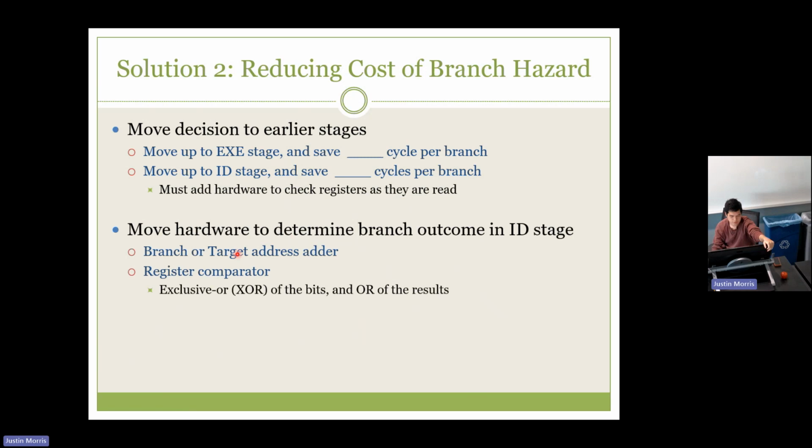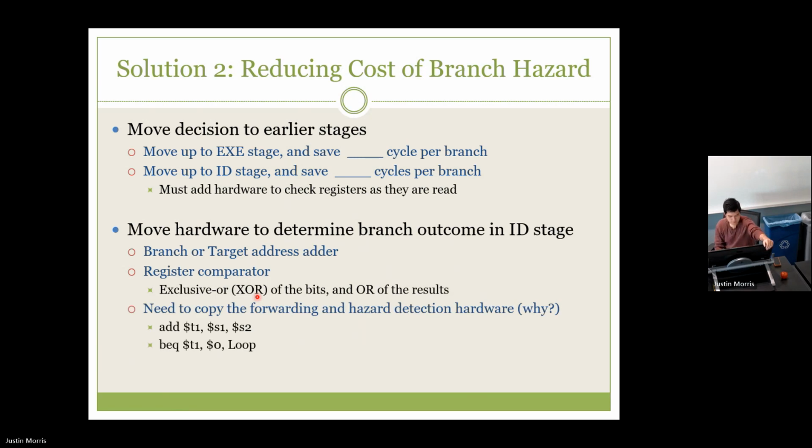So what do we need? We need an adder to calculate the branch target address, right? And we need a comparator to compare the bits. So you can do XOR, right? XOR, if they're the same, the result is 0. If they're different, the result is 1. So you can use that with a very large OR gate, or very large AND gates, to determine whether these were exactly the same or not, right?